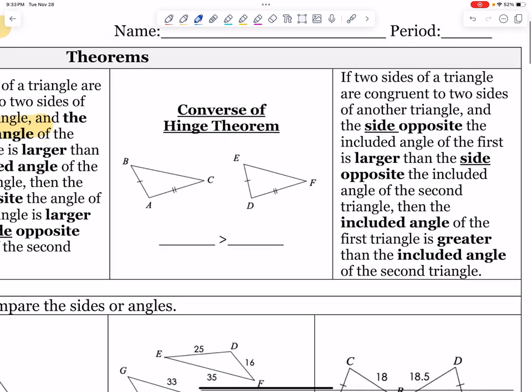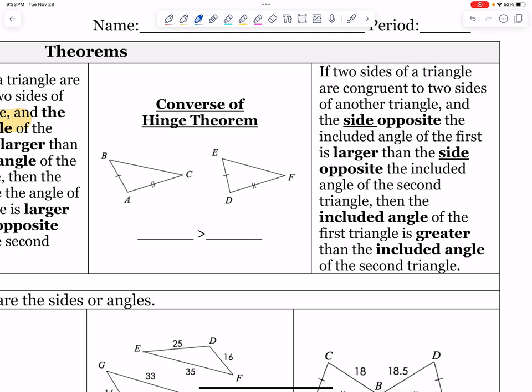Okay, so what is the converse of that? You just go backwards. It says if you still know the two sides of one triangle are congruent to the two sides of another triangle, so this must exist in order to compare. And you know that, let's see, how do they phrase it? They say the included angle of the first side is larger than the side of the opposite. Okay, here we go. And the side opposite the included angle of the first is larger than the side opposite the included angle of the second.